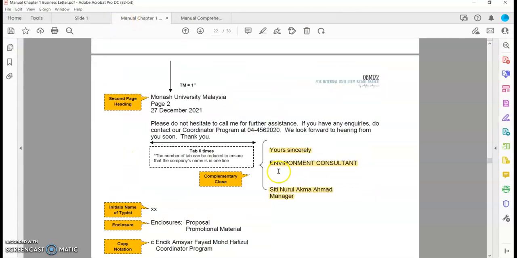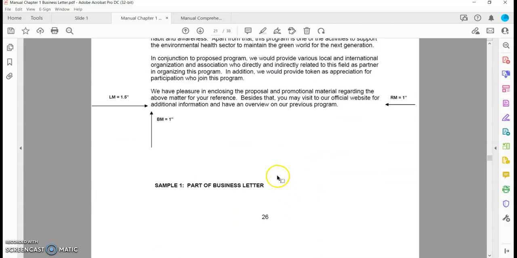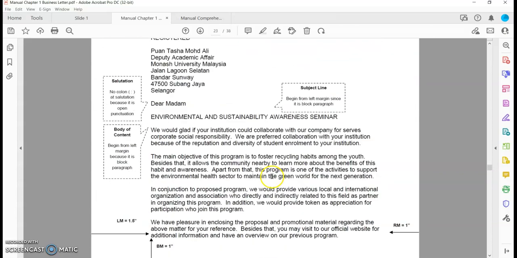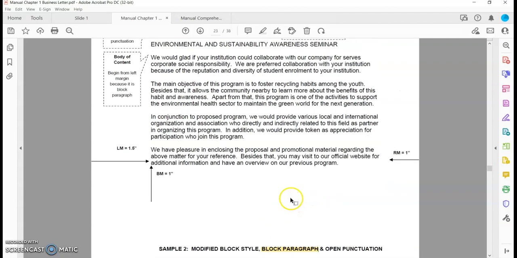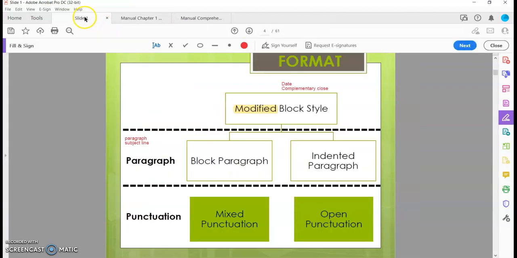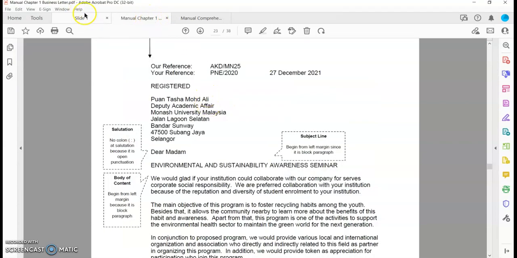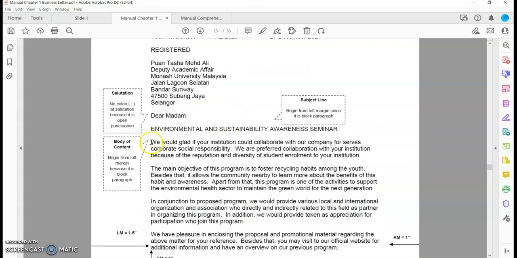Let's check it out with the sample here. This is the block. I give you examples here, put here with the block paragraph. So what is meant by the block paragraph? Like I mentioned previously, block style and modified block style will be affected. Block paragraph and indented paragraph will affect the paragraph and also the subject line. So let's have a look at the paragraph. The paragraph begins on the left.